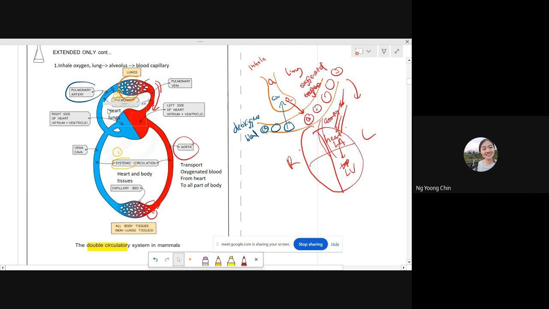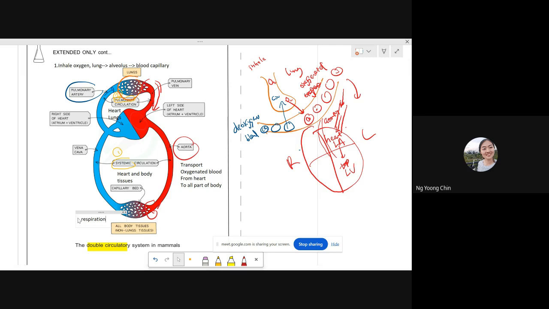So these two kinds of circulation are separated, and also very independent. They just help your body acquire the oxygen from the lung, and transport the oxygenated blood to all parts of the body tissue. Then after that, the body tissue will do respiration. Most of the body cells will do aerobic respiration.